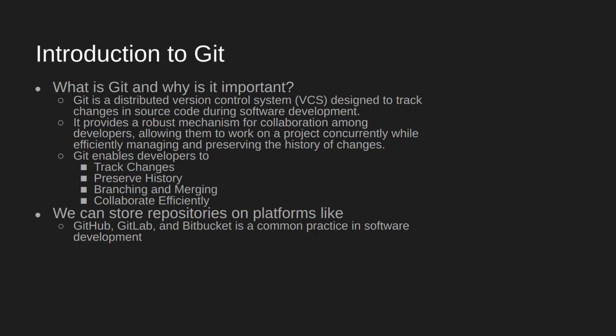And suppose you are working on a project, then you can communicate with another developer with the help of Git. It helps you to collaborate among developers, allowing them to work on a project while efficiently managing the history of changes. Means who has made what changes. Git helps you to do the same thing. It also enables developers to track changes, preserve history, branching and merging.